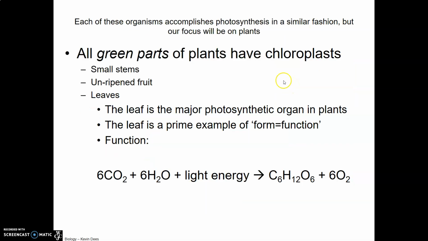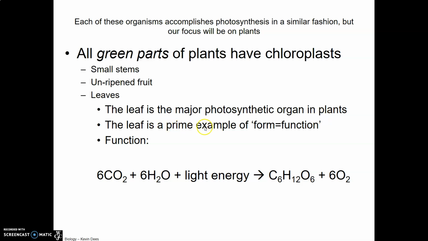Now, for the basis of our discussions in this chapter, we're going to be looking at how photosynthesis occurs in plants. Even though the other photoautotrophs accomplish photosynthesis using a very similar pathway, it's a little bit different. So we're going to focus on plants. And it's the green parts of plants that have the organelles called chloroplasts. You remember these chloroplasts are the organelles that are the site of photosynthesis. Now, in plants, these green parts occur in small stems and unripened fruit, but it is the leaf that is our major photosynthetic organ in plants.